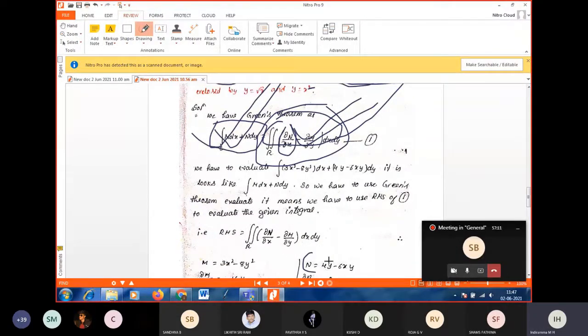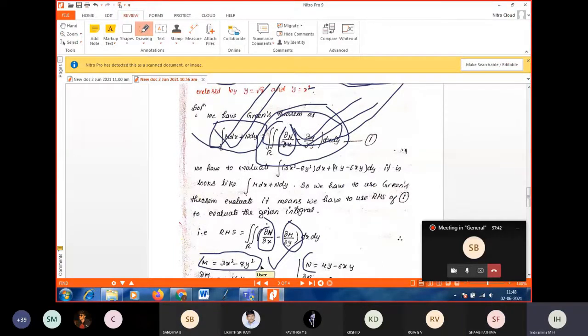After knowing m and n, what do I want to find out? Partial differentiation of them. So which one? Dou n by dou x and dou m by dou y. I know m. How can I find dou m by dou y from m? Partial differentiation with respect to y.